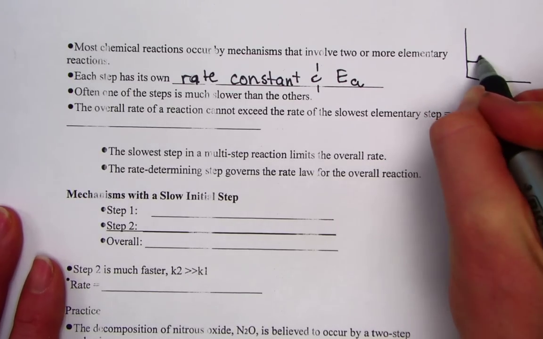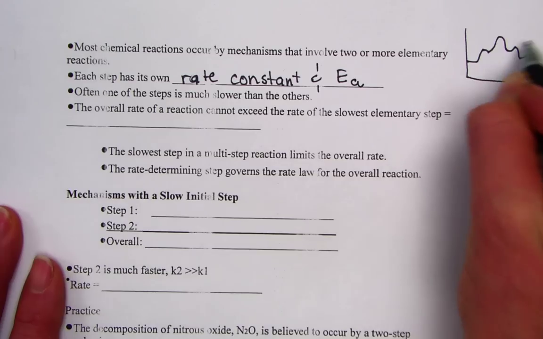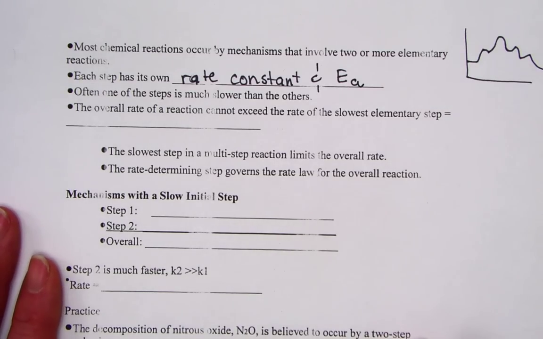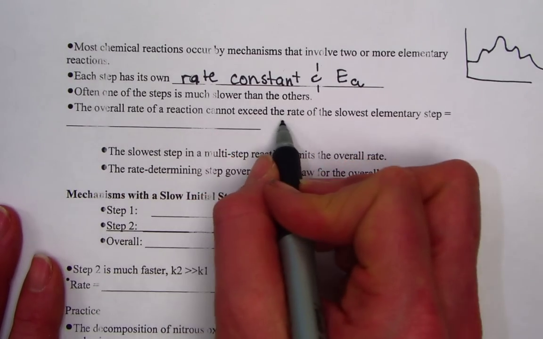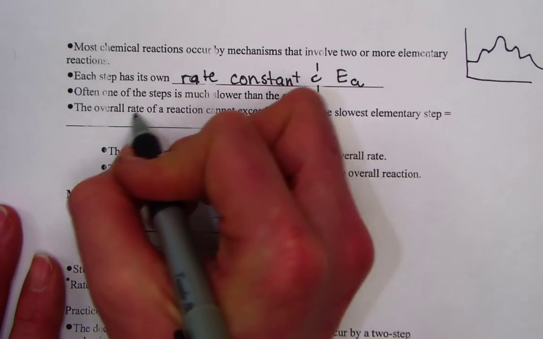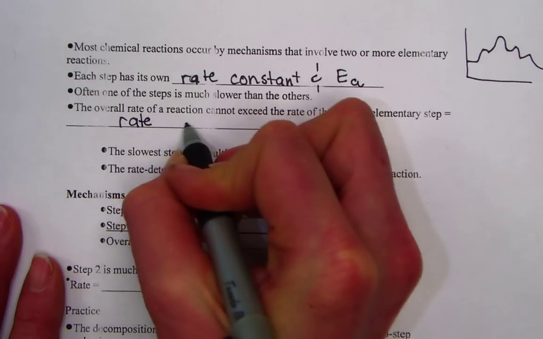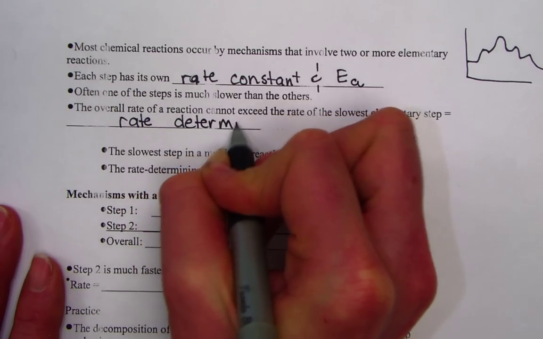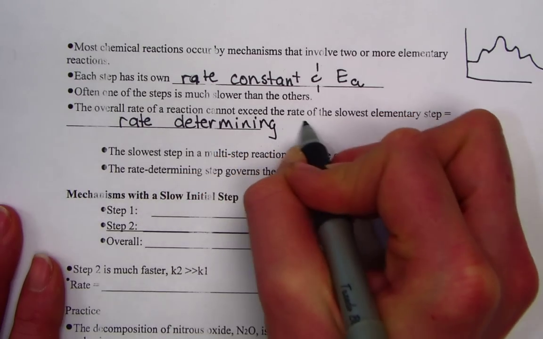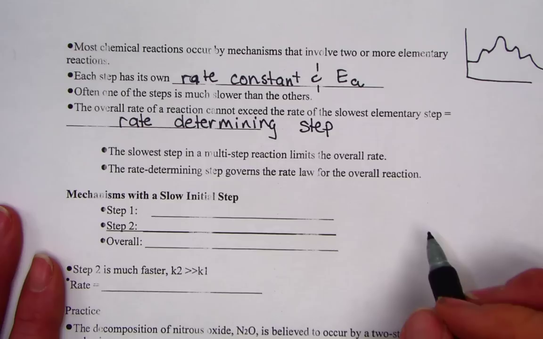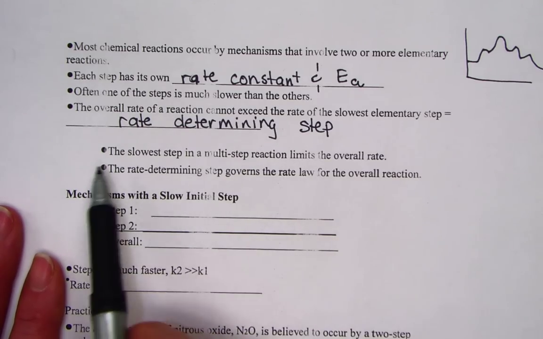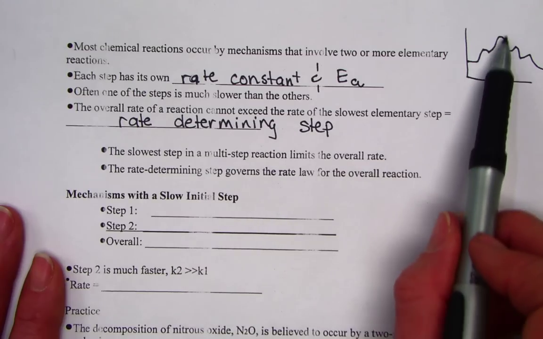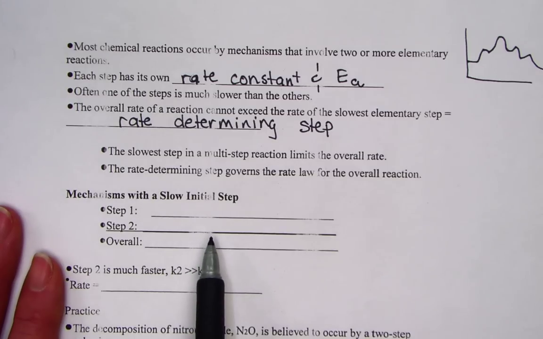An overall process might be multi-step, where the largest energy curve gives us the rate determining step. The slowest step of all gives us the rate determining step. So the overall reaction rate cannot go any faster than the slowest elementary step. This is what's termed the rate determining step. The overall reaction can only proceed as fast as the slowest step in the multi-step reaction. So we look at the activation energy and find the largest value to determine that slowest step.